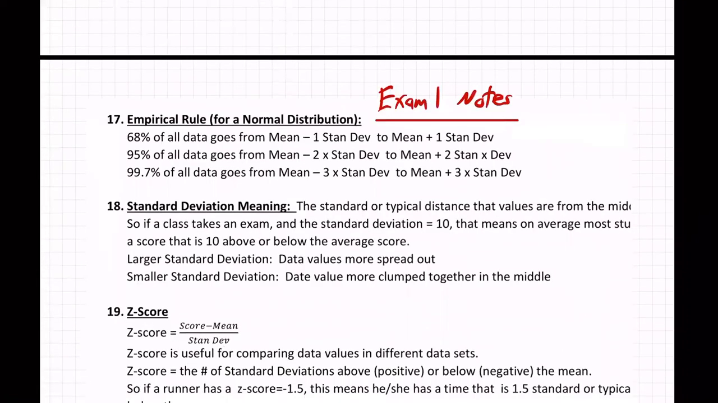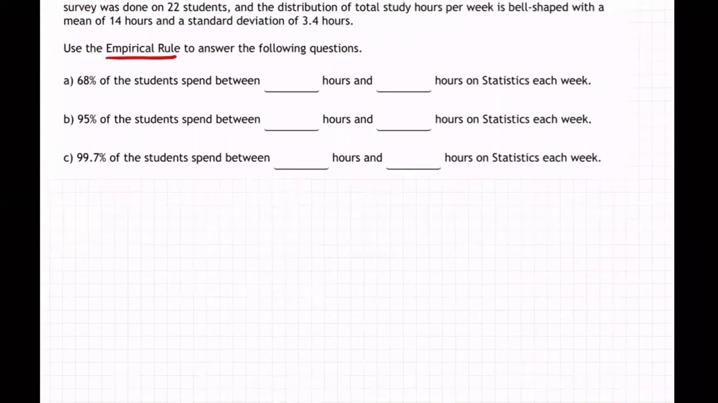So here they are, the exam one notes, empirical rule for normal distribution. Number 17 on the exam one notes. 68%, there are those three percentages. Notice it's the mean minus 1 standard deviation to the mean plus 1 standard deviation. So let's go back here. It's going to be the mean minus 1 times the standard deviation, and this blank will be the mean plus 1 times the standard deviation. What do we mean by all that?